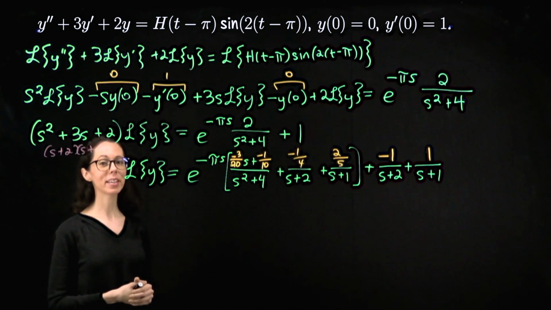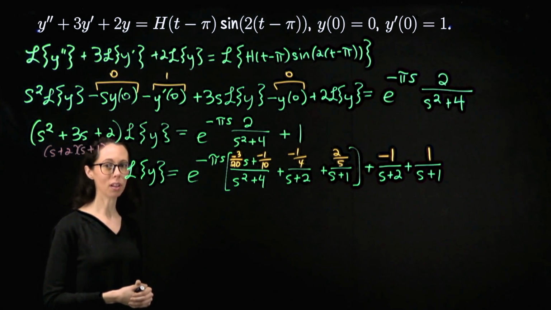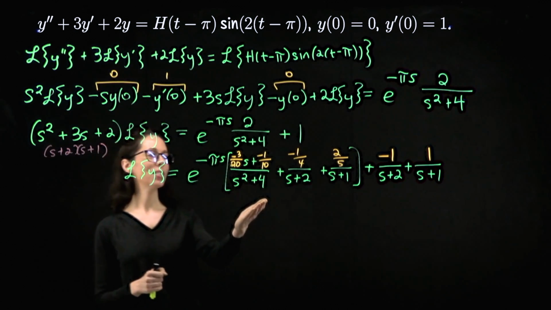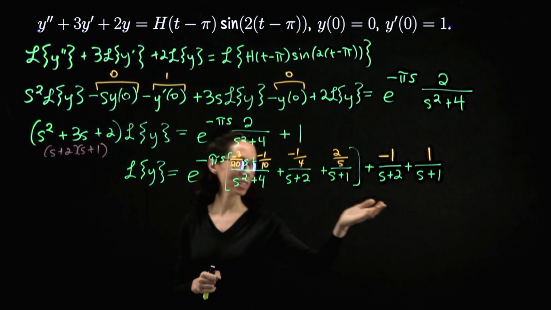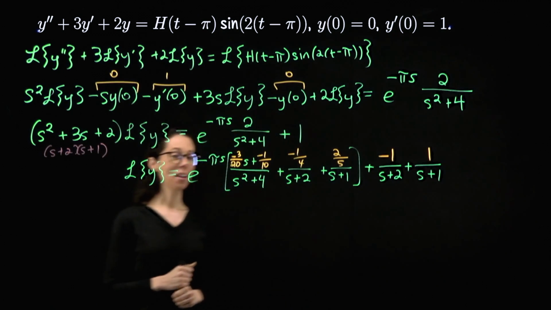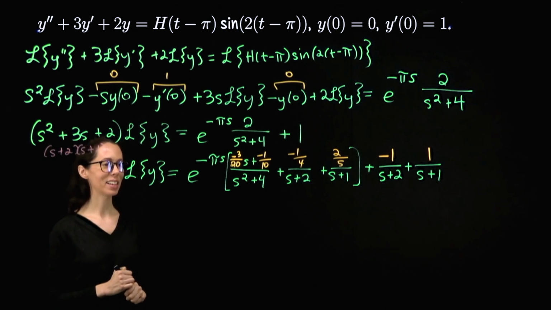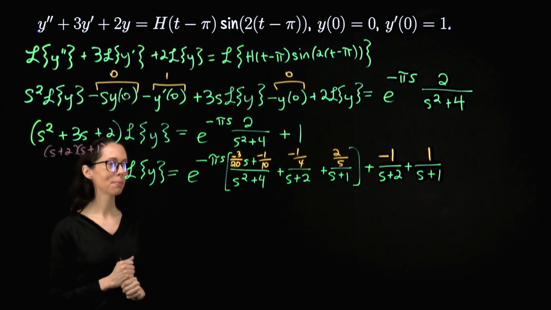All right, whether you worked it out by hand or with some kind of tool, the constants you hopefully got were negative 3 over 20, negative a tenth, negative a quarter, 2/5, negative 1, and 1. I've got a really full board here, but I think I can finish. If not, we might need to erase and start with a fresh board.